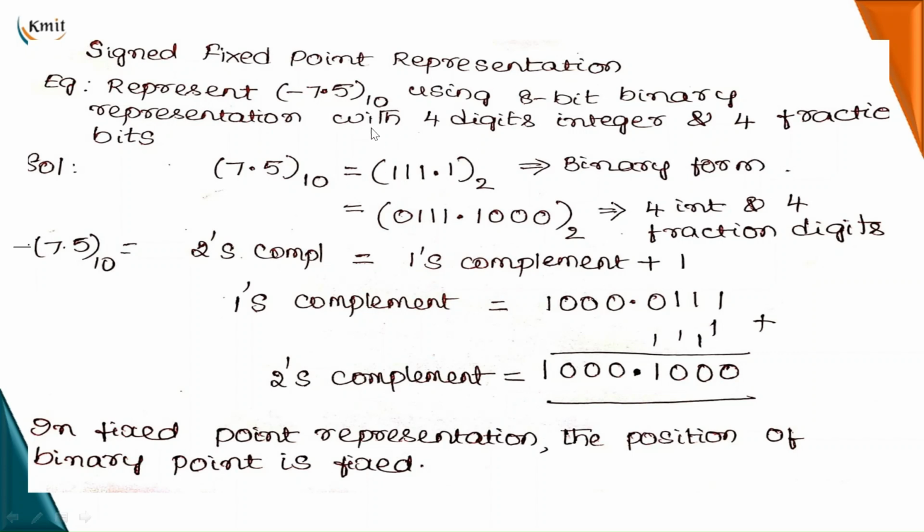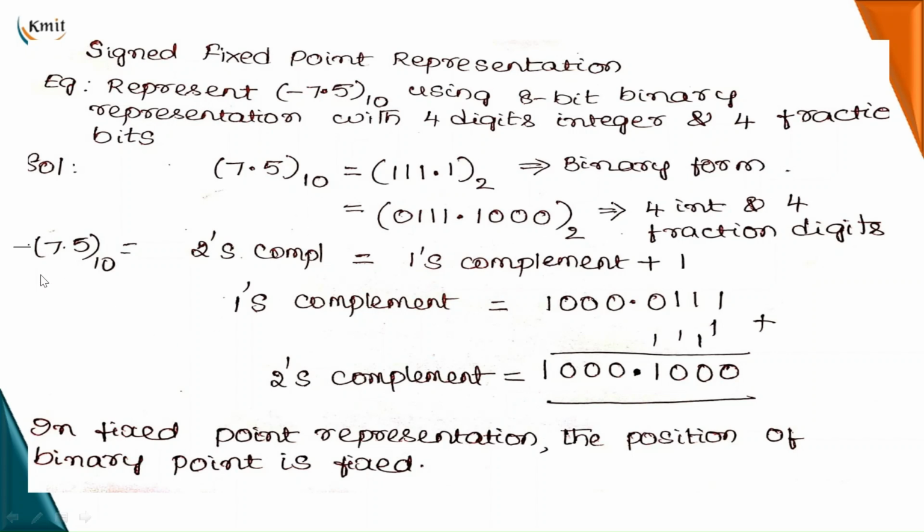They gave in the question that it should be represented with 4 integer digits and 4 fractional bits. So my integer part should contain 4 bits and the fractional part should contain 4 bits. I added zeros on the MSB side for the integer to make it 4 bits, so it becomes 0111. Similarly, for the fractional part, I added zeros on the LSB side so that it becomes 4 bits: 1000. So this is my binary equivalent of plus 7.5.